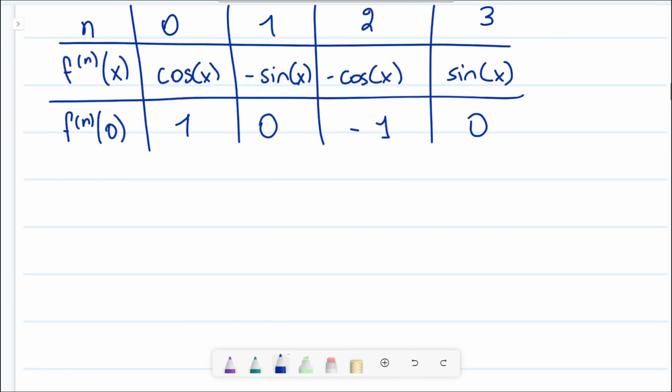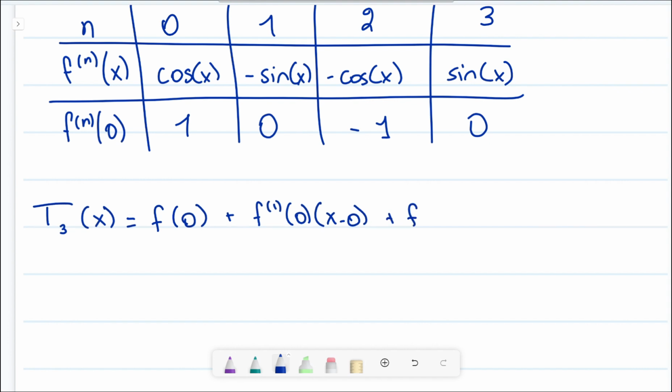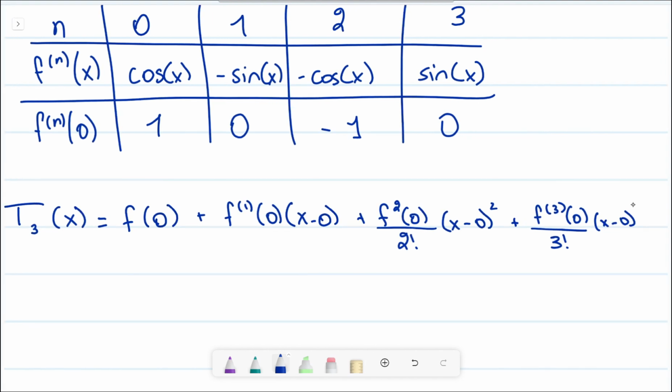And now let's start finding the third degree Taylor polynomial. Don't forget here in the subscript you put 3 because it's a third degree Taylor polynomial. This is equal to f of 0 plus the first derivative evaluated at 0 times x minus 0 plus the second derivative evaluated at 0 divided by 2 factorial times x minus 0 squared plus the third derivative evaluated at 0 divided by 3 factorial times x minus 0 cubed.